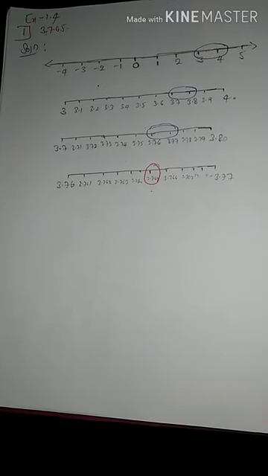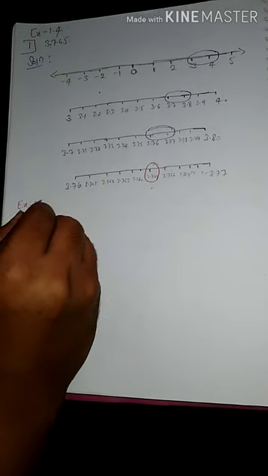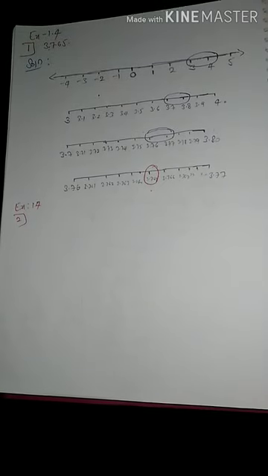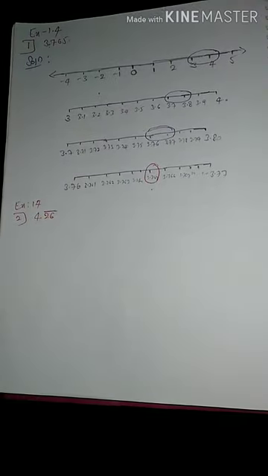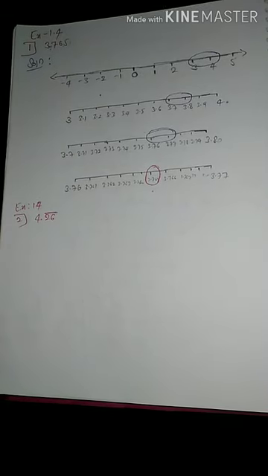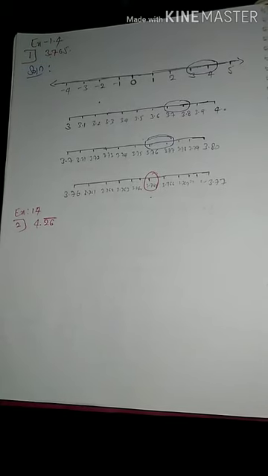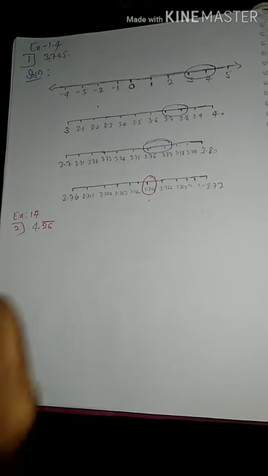The next, exercise number 1.4, second example. The second example is: visualize 4.26 with a bar over it on the number line up to 4 decimal places. So once again I will repeat the question. Visualize 4.26 bar on the number line up to 4 decimal places.